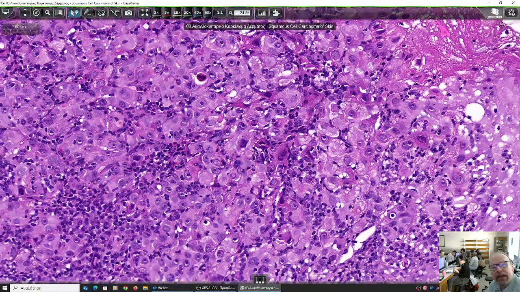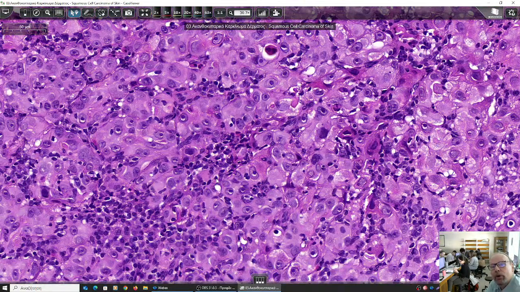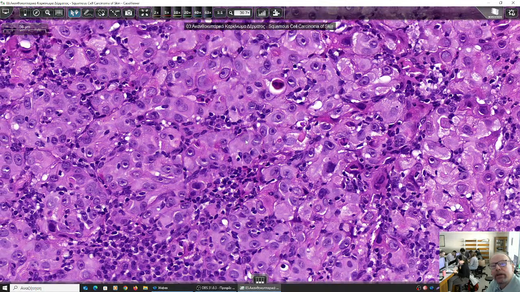However, in this area, we have no keratinization. Only individual malignant cells are keratinized. Keratinization is a process of apoptosis. So when we have keratinization in single cells, this is called dyskeratosis. It is evidence of keratinization.